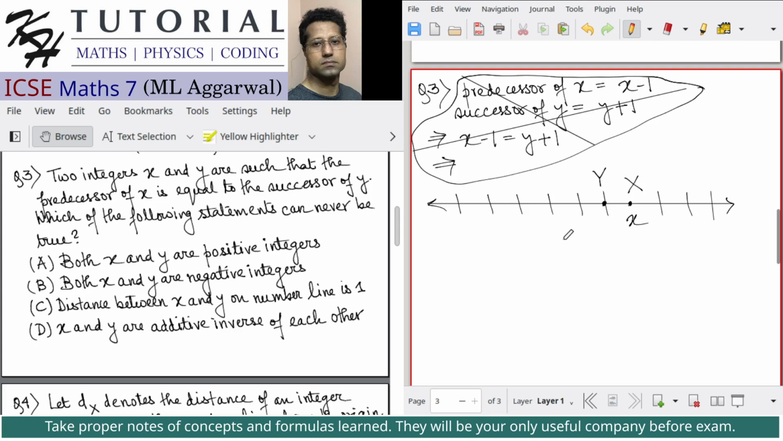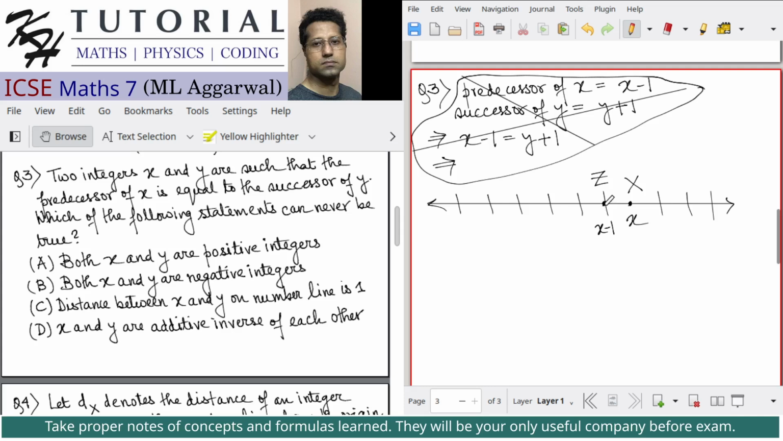The predecessor of x is equal to the successor of y. Now let's say this point is z, that is the predecessor of x. The predecessor of x is nothing but x minus 1. The value is x minus 1, and on the number line x minus 1 is marked by the letter z. Now it is also said that the predecessor of x, that is x minus 1, is equal to the successor of y.